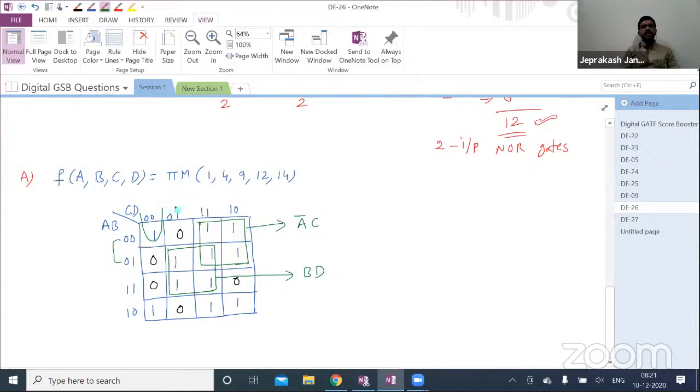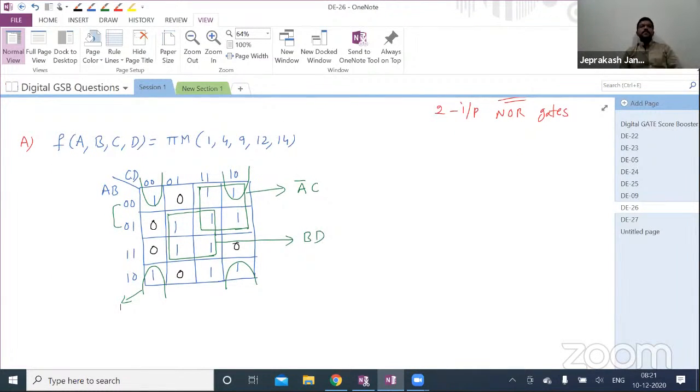Next, you can do corner grouping of four ones. Grouping of four ones at the four corners. You can do combinedly grouping. So from this, what is the term you'll get? By doing the grouping of four corner ones, you'll get B bar D bar, right? See, for these two rows, B value 0. For these two columns, D value 0. B bar D bar. Yes, very good.